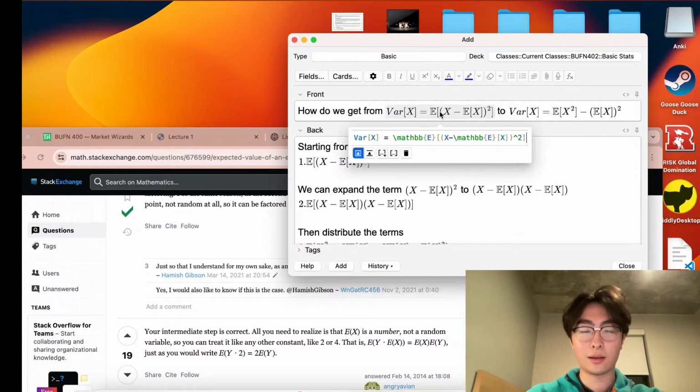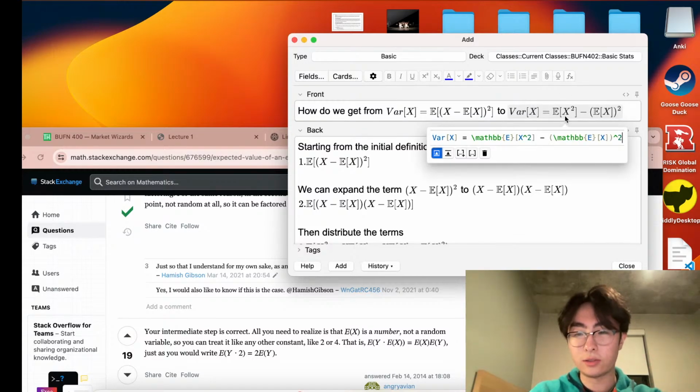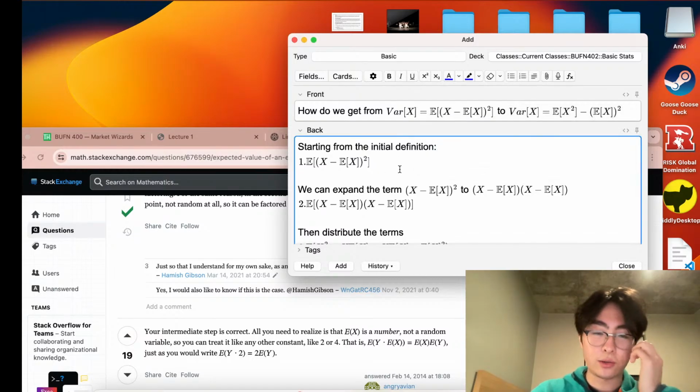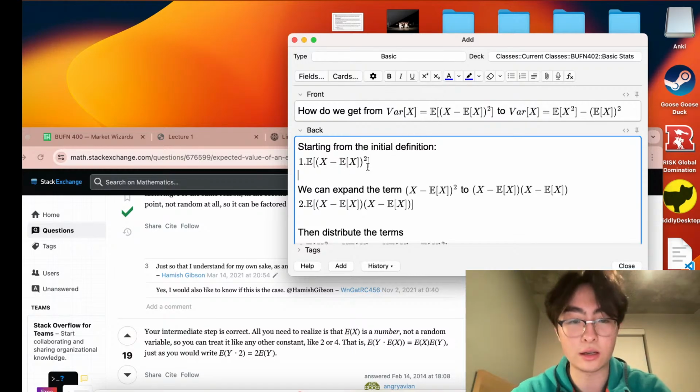get from the expected value of the square deviations to this weird formula using the expected value of x squared minus expected value of x squared. What happens is we can start with the initial definition we have here. You notice that there's a square in the exponent, or a 2 in the exponent. So just expanding that term out, we'll get something that looks like this.